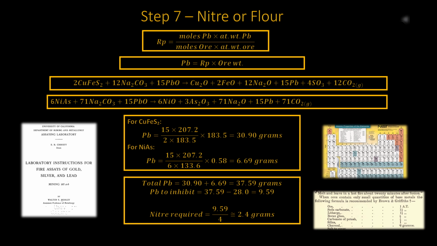If the lead button produced was less than the required size and weight, flour would be added to further the reducing of the lead oxide. In this case, the amount of flour required would be equal to the amount needed divided by the constant 11, which is the reducing power of the flour.